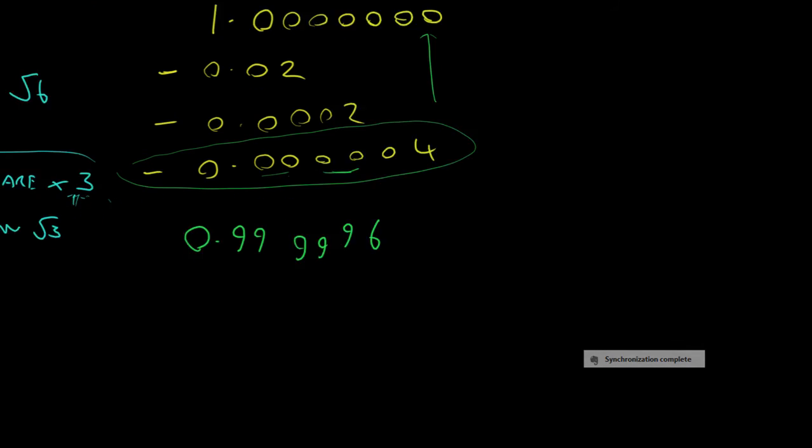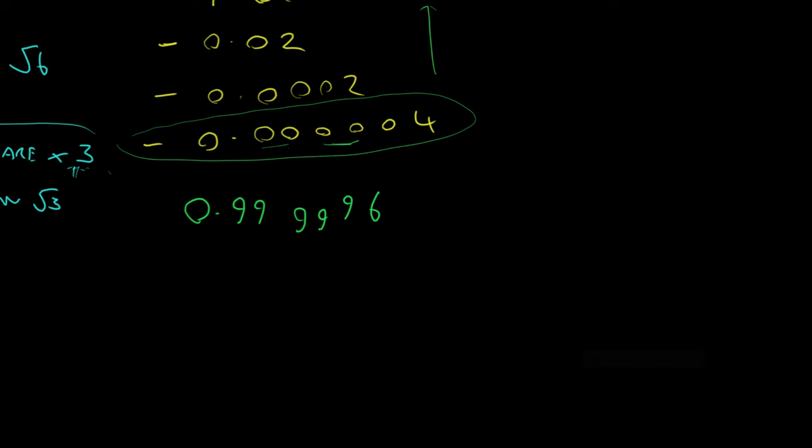9999996. Okay, so there we go. And then it's actually easier to take the 0.002 away and the 0.02 away. So we're left with 0.979796.